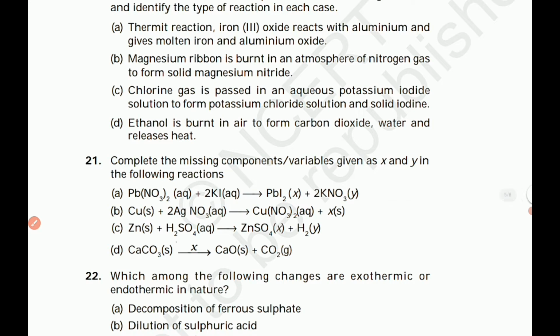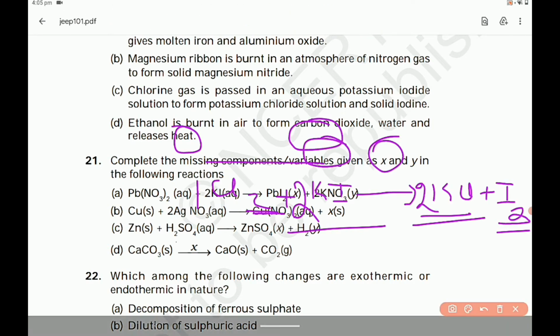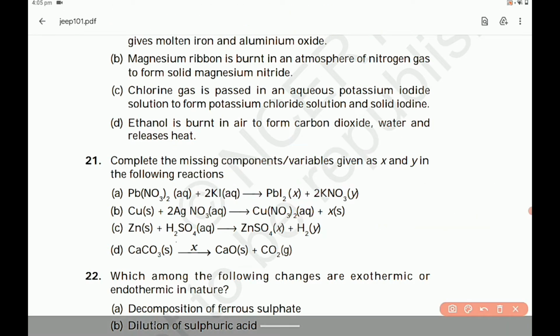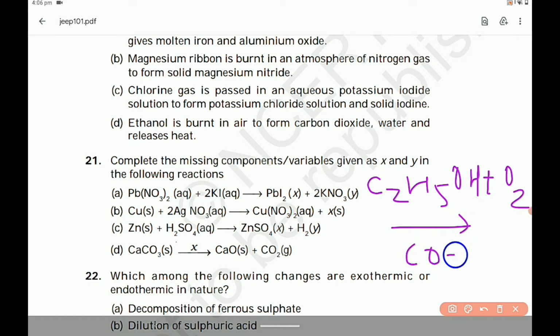Ethanol is burnt in air to form carbon dioxide, water, and releases heat. Ethanol is C2H5OH. Sorry, C2H5OH is burnt in air to form carbon dioxide and water.